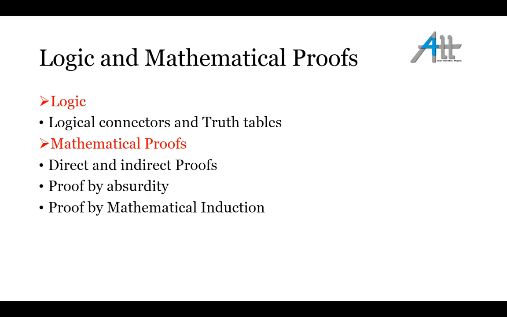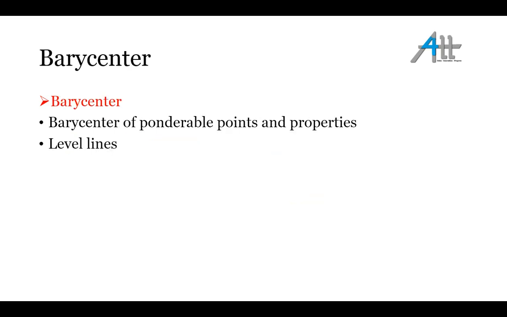Under logic and mathematical proofs, we'd have logical connectors and truth tables, direct and indirect proofs, proof by absurdity, and proof by mathematical induction. Under barycenter, we treat barycenter of ponderable points and their properties, and we look at the notion of level lines.